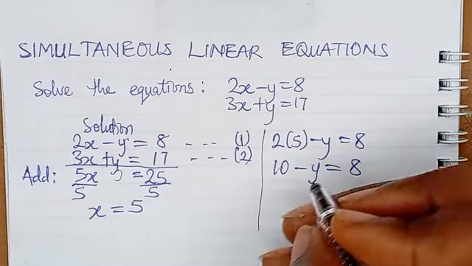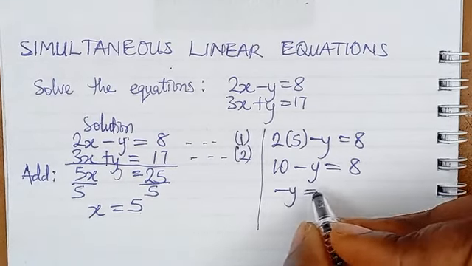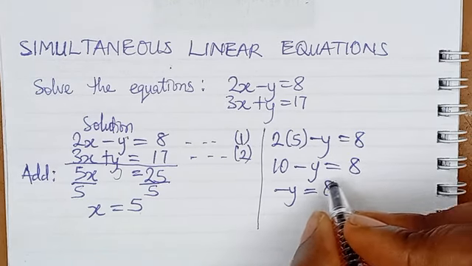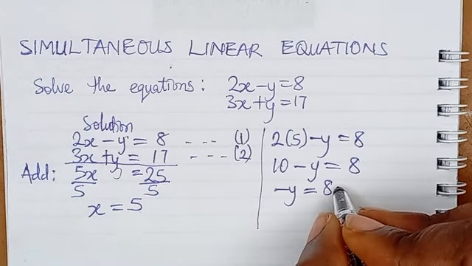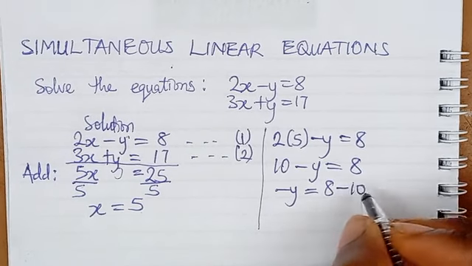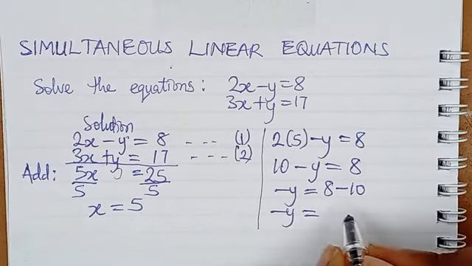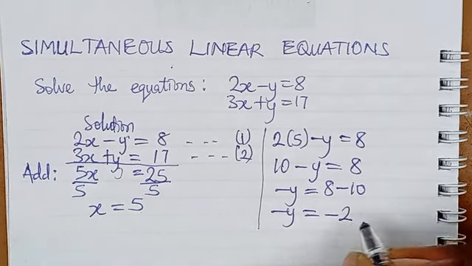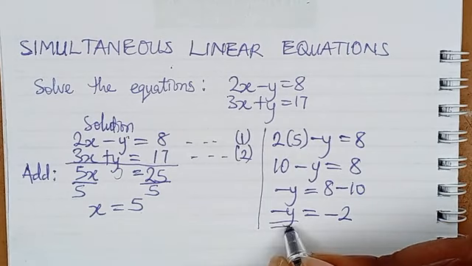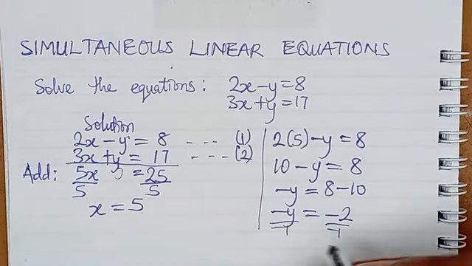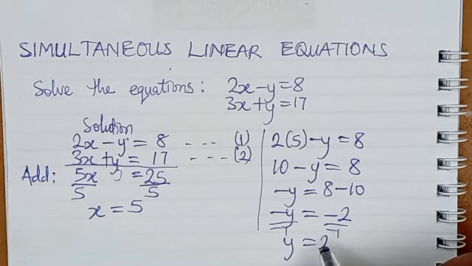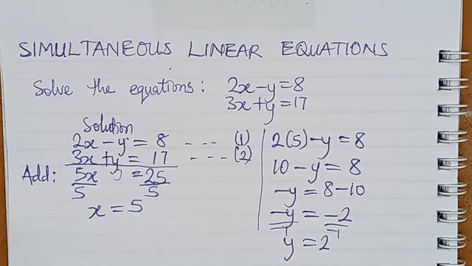Then we collect like terms. Negative y is left here. 8 is already on this side of the equation. 10 comes over to become minus 10 on this side. We have that negative y is equal to 8 minus 10, which is minus 2. We divide both sides by minus 1, and we have that y is equal to 2. So we can see that y is equal to 2 and x is equal to 5.